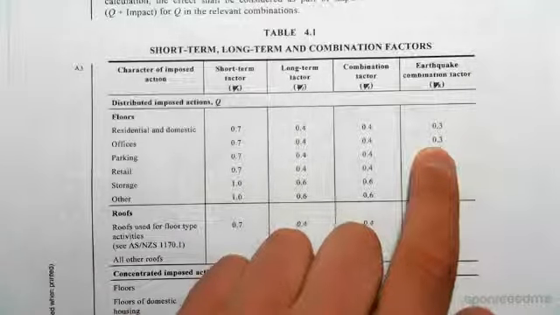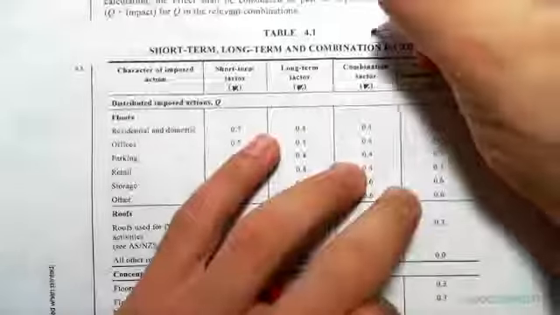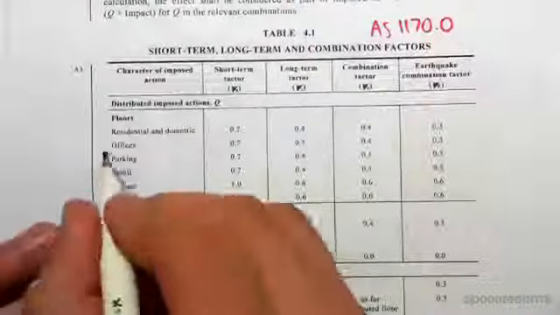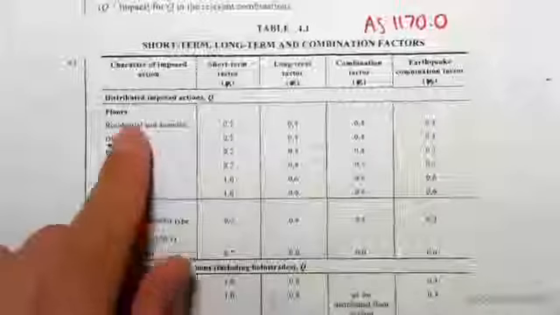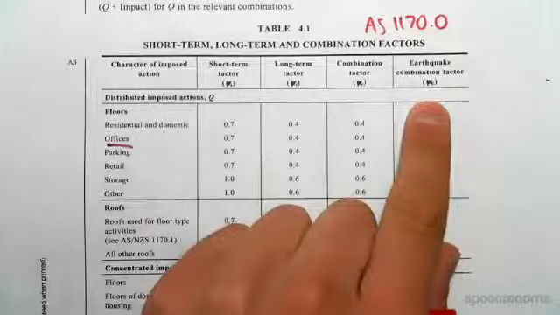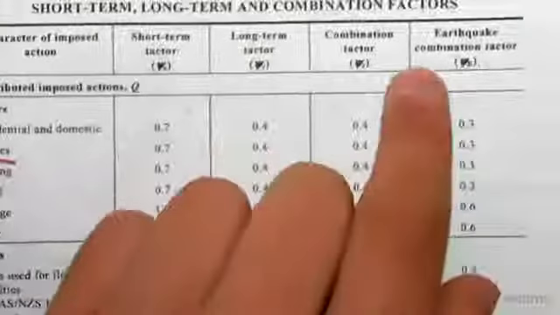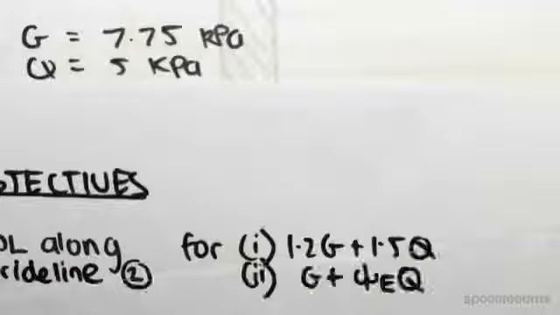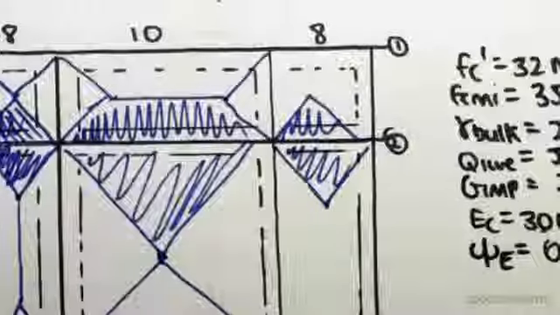So this is from AS 1170.0, table 4.1. We're looking at an office. So coming across for psi e, I'll just zoom in for you. So psi e for an office is this one over here, so 0.3. So that's where I get that 0.3 from.